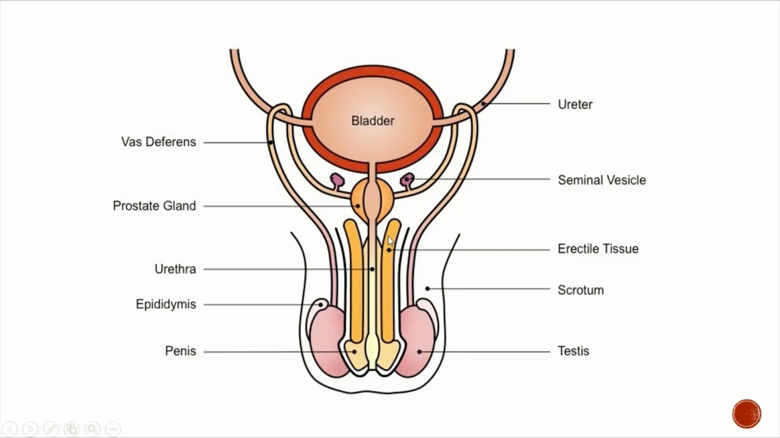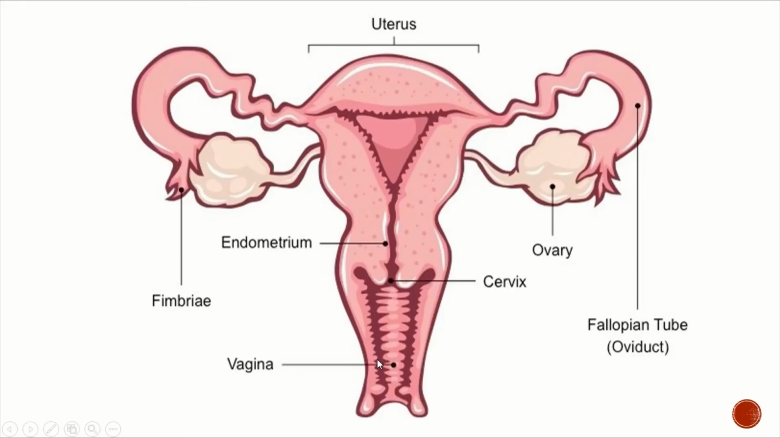Penis has a root, body, and glands here, and the feminine or female reproductive system, we have the ovaries, fallopian tubes. This is where the ovule travels, and this is actually where the spermatozoid and ovule come together, kind of like over here, and then they travel together to get implanted on the uterus. So uterus, we have the endometrium, which is the inner lining of the uterus. Then we have the cervix and vagina.